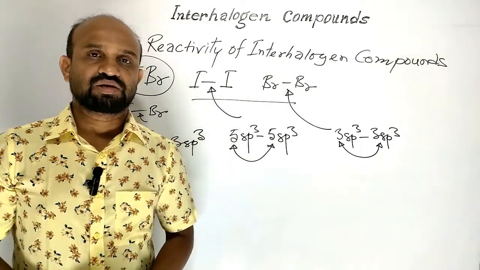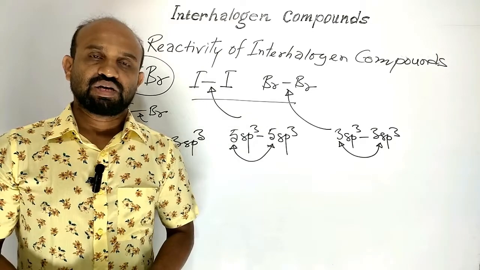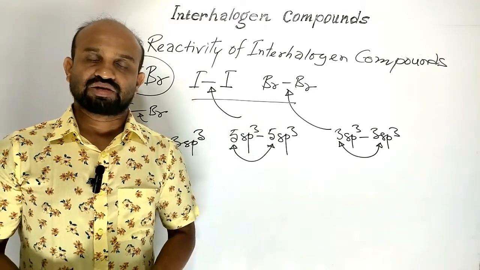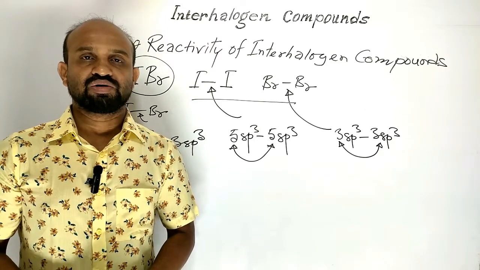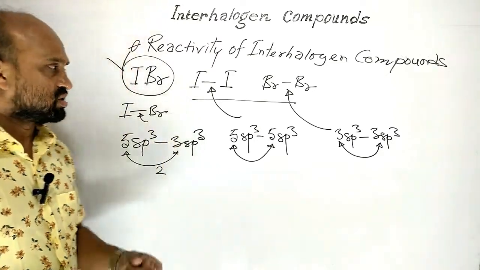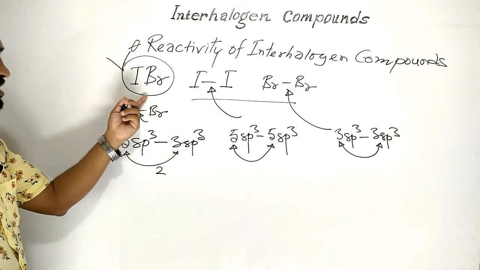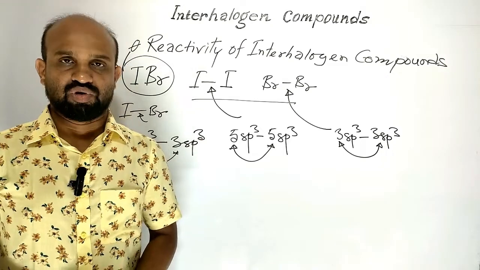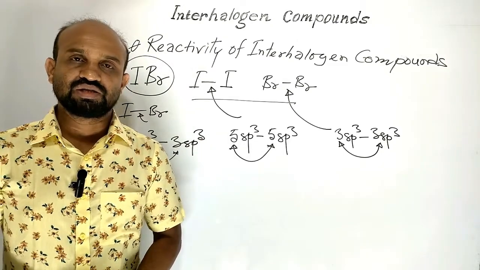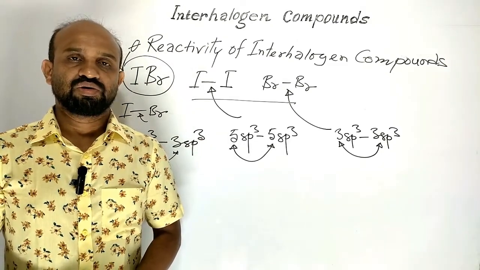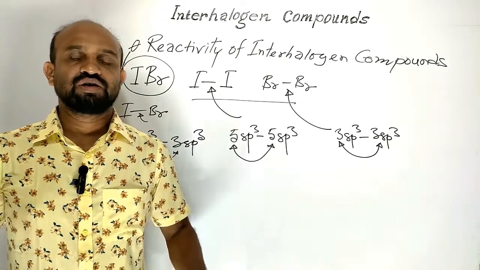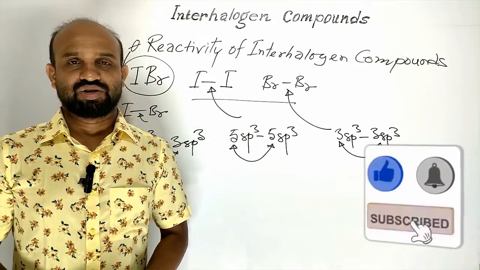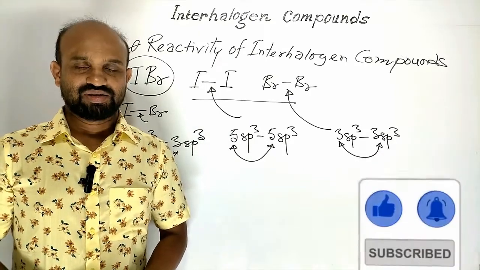The compound that breaks easily will be more reactive. That is, the compounds that possess weaker bonds will be more reactive. Here, iodine monobromide possesses a weaker bond. That is why this interhalogen compound will be more reactive than individual halogens. This is all about interhalogen compounds. No more today. Thank you very much.